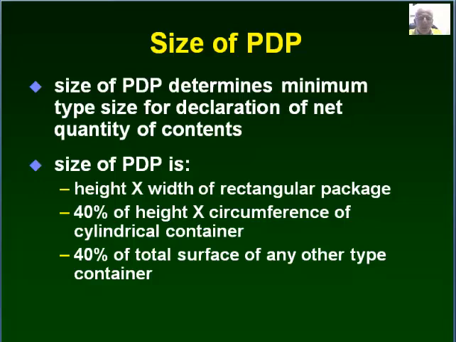For cylindrical containers, such as beans, canned corn, Pringles in a can, the size of the principal display panel is 40% of the height times the circumference of the cylindrical container. And for all other types of containers, 40% of the total surface of that container is considered to be the size of the principal display panel.